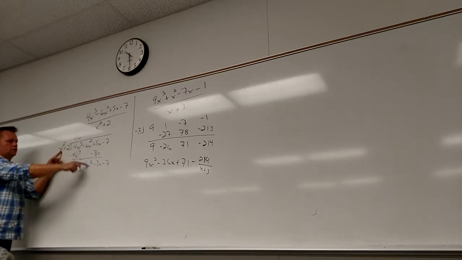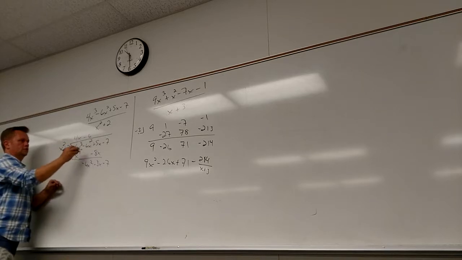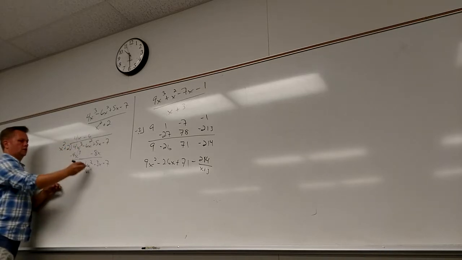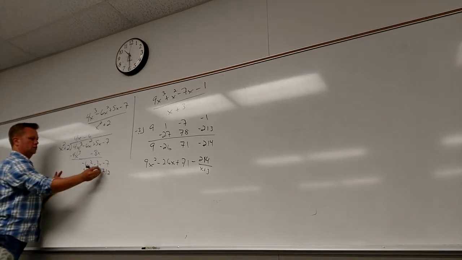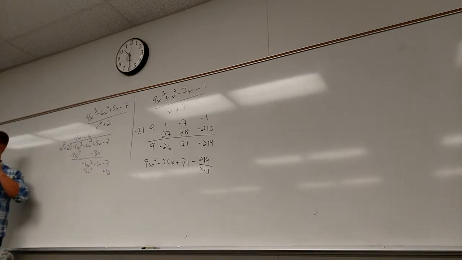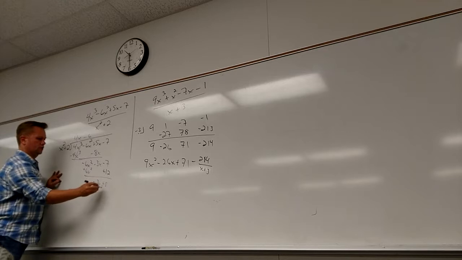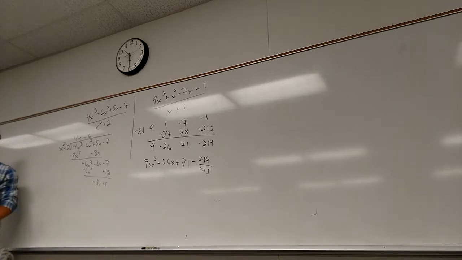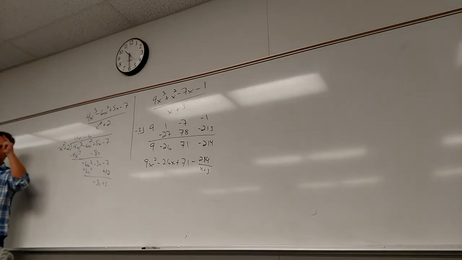What times x squared is negative 6x squared? Negative 6. Negative 6x squared. Negative 6 times 2 is minus 12. Change the signs. And then you get negative 3x plus 5. How do I know that that's where I stop? Because whenever this is a smaller power than this, x squared can't go into it, you're done.